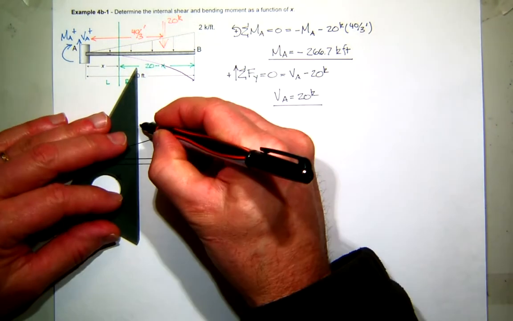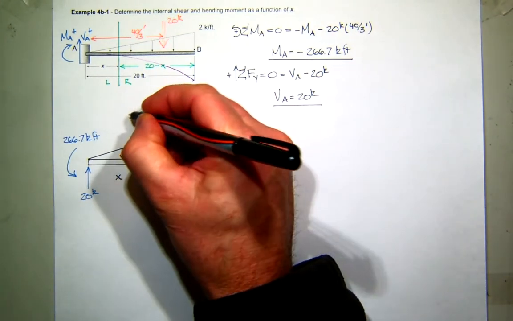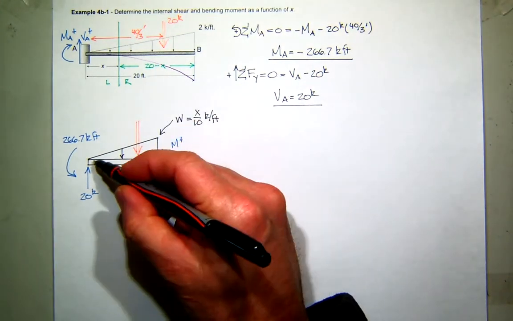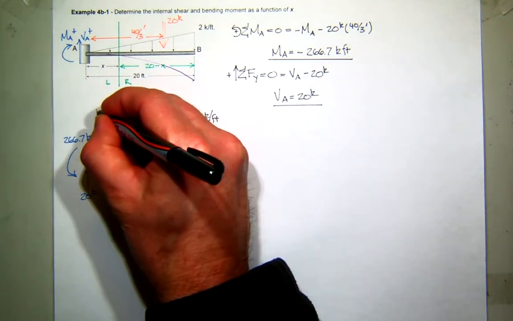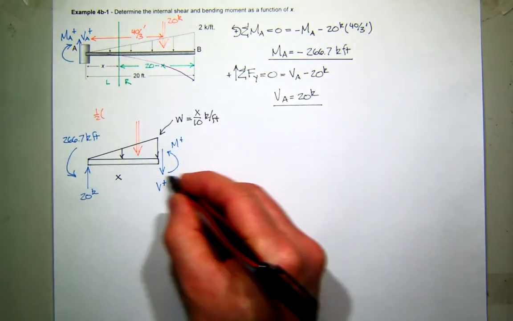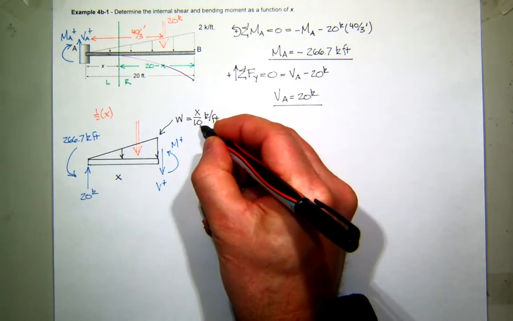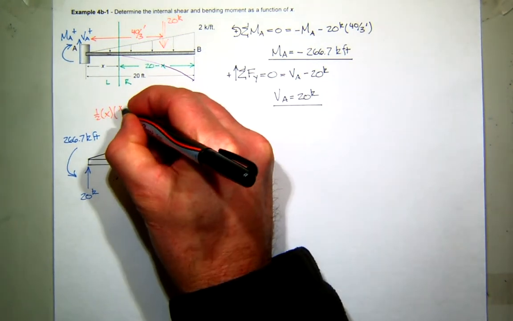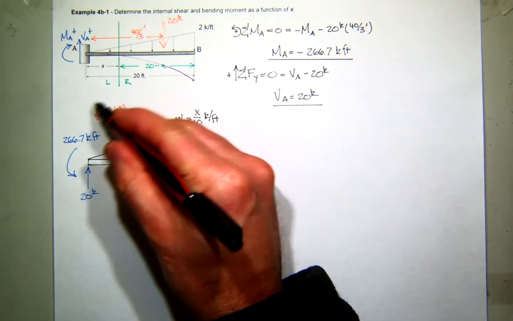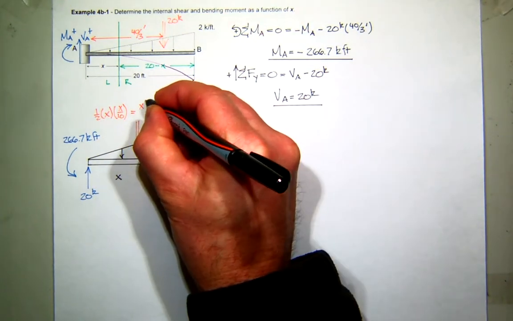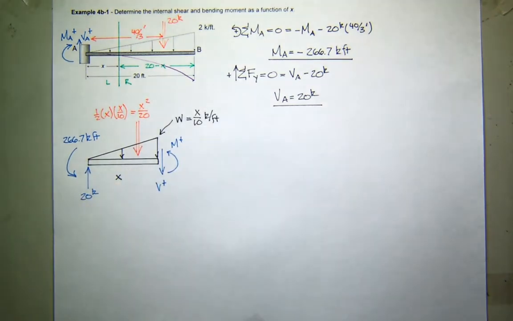So when I go to find my equivalent force, what is it going to be? What's the area of a triangle? 1/2, right? Base. What's my base? X. What's my height? X over 10. So a little algebra tells me that that is going to be x squared over 20.